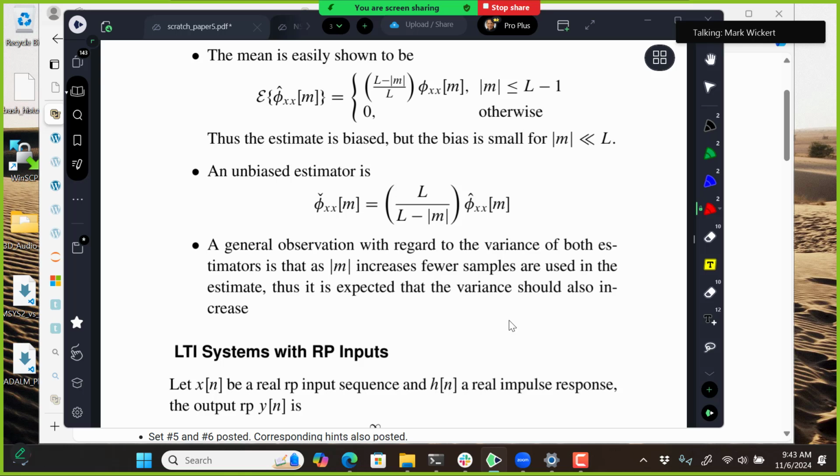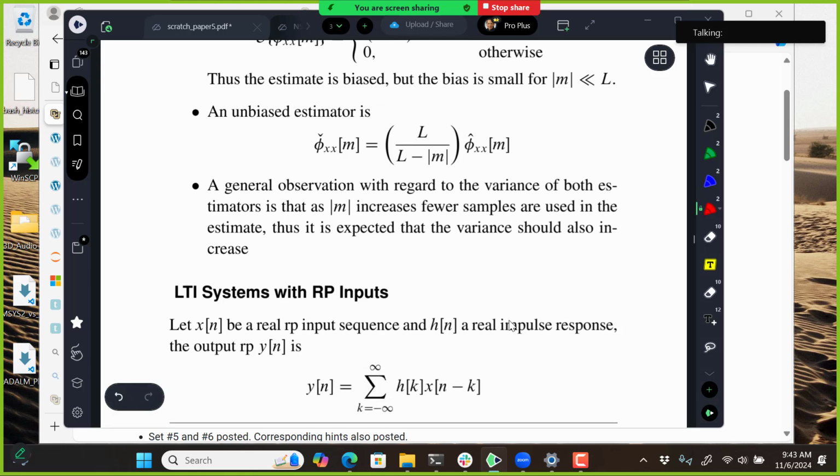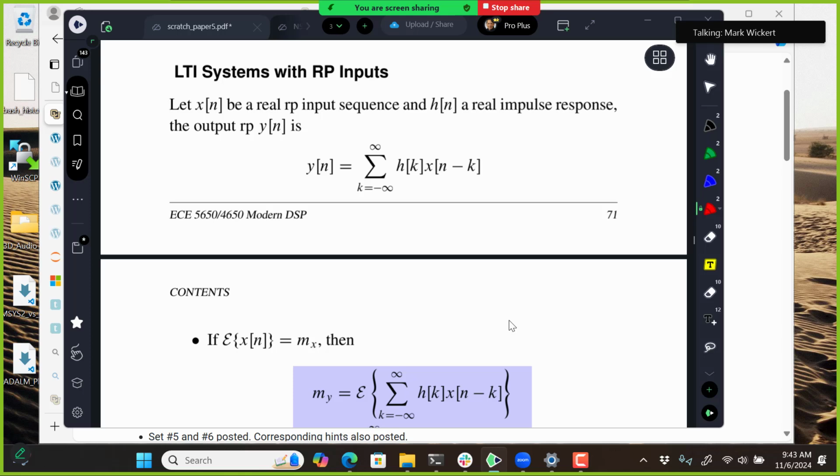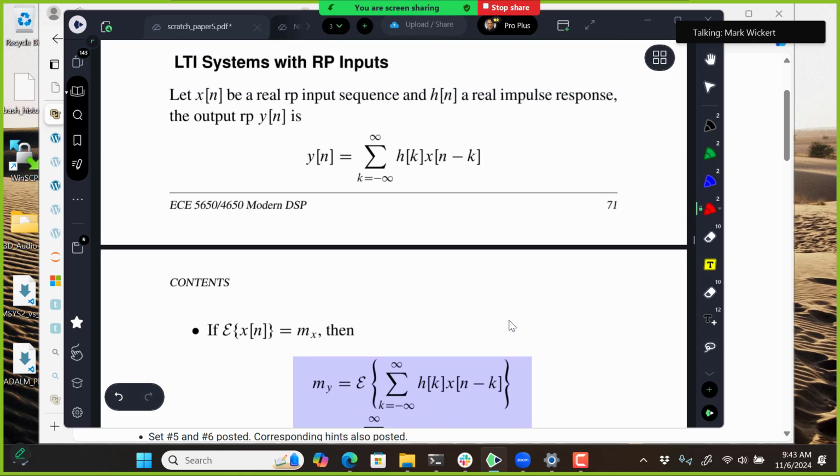Okay, the final topic in the random processes is passing them through systems. When you have a random process, or a deterministic process for that matter, we have a linear time invariant system, so we can use the convolution sum to get the output from the input.